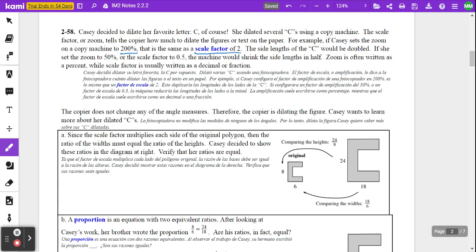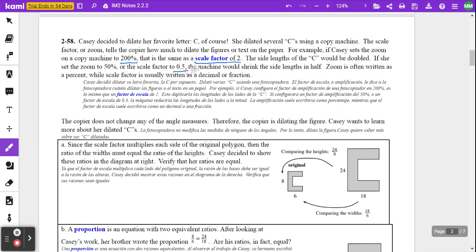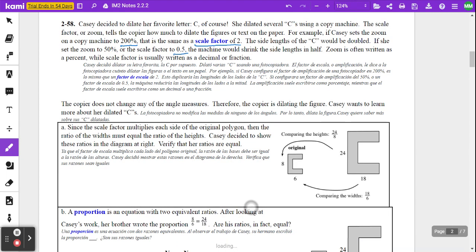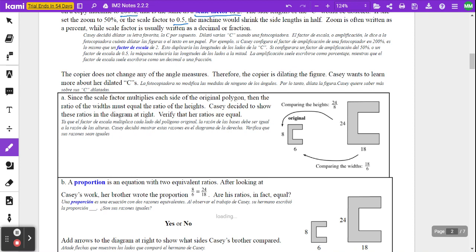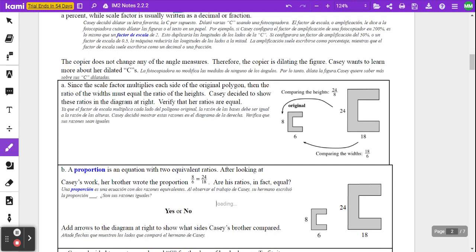If she set the zoom to 50%, that would be a scale factor of 0.5. The machine would be shrinking the sides in half. Zoom is often written as a percent. Scale factor is written as a decimal or fraction. Now, the copier does not change any of the angle measures, and since the angle measures are preserved and the only thing that changes is the scale factor, these are dilations. Casey wants to learn more about her dilated C's. And let's help her do that.